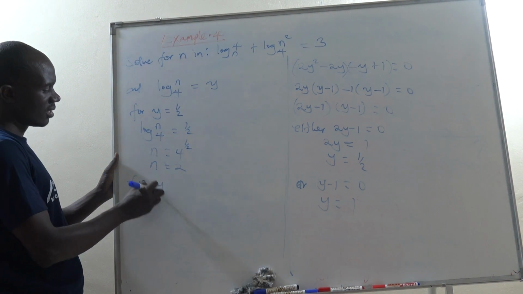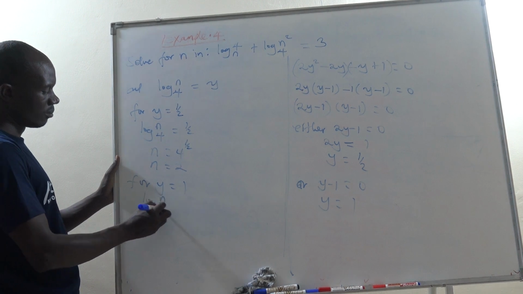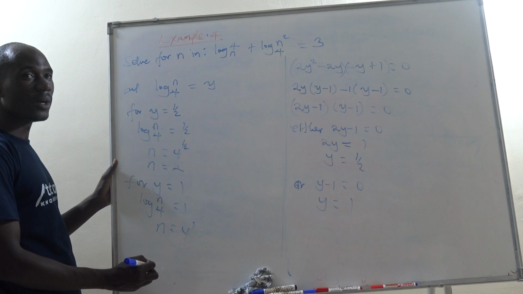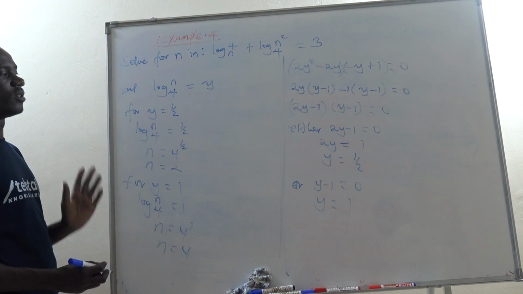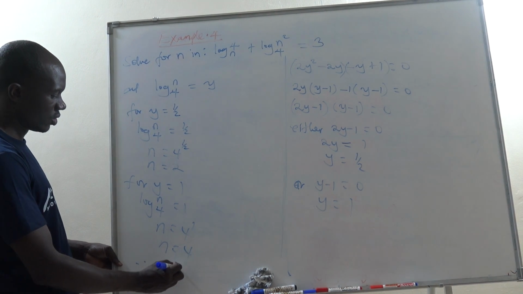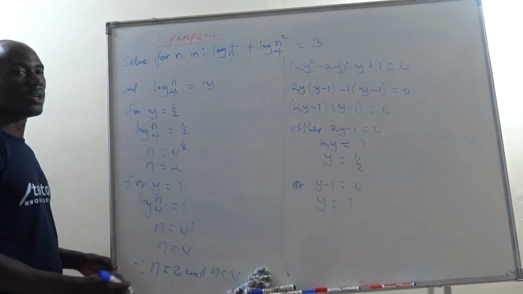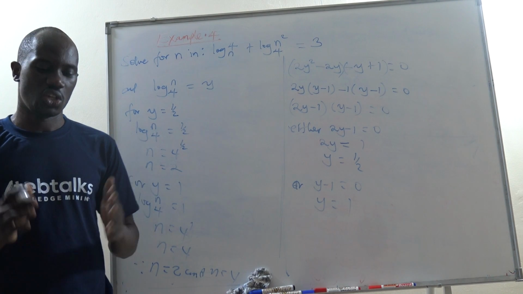Also come to this one. For y equals 1, we also come in, log of n base 4 equals 1. What is n? n equals 4 power 1. So what is n? n equals 4. So we have already got the values of n. Conclude and say therefore n equals 2 and n equals 4. We have already got what has been in question.